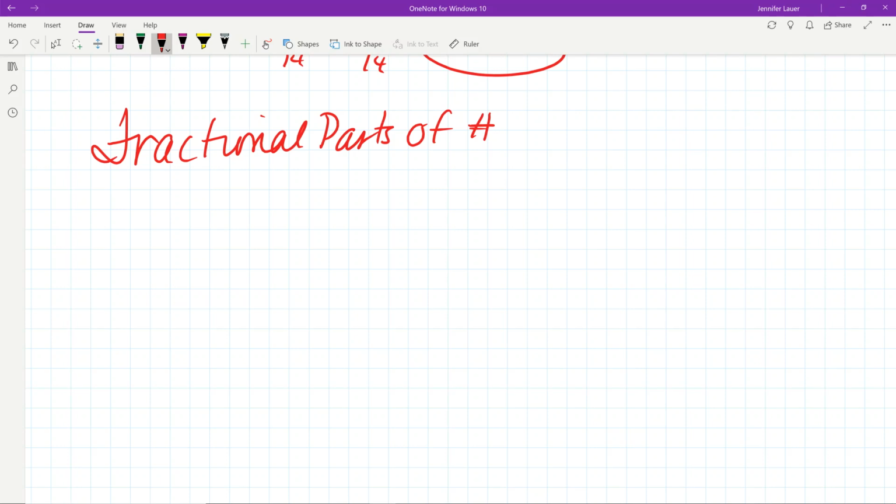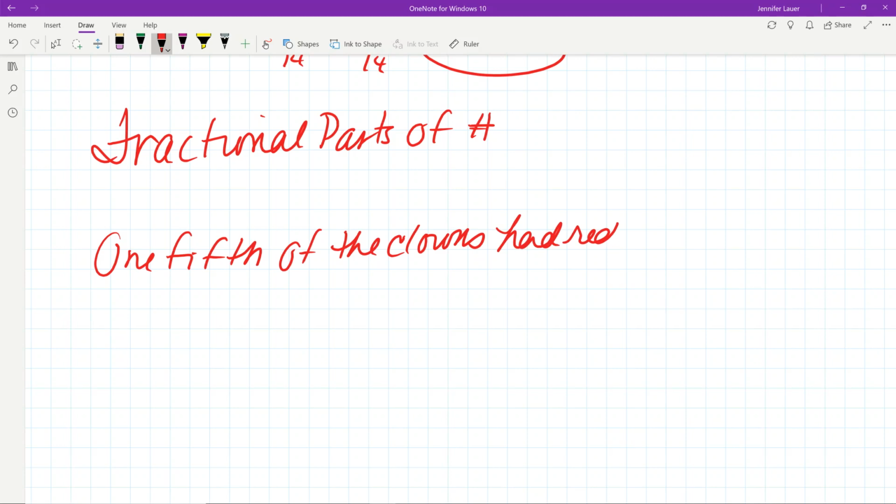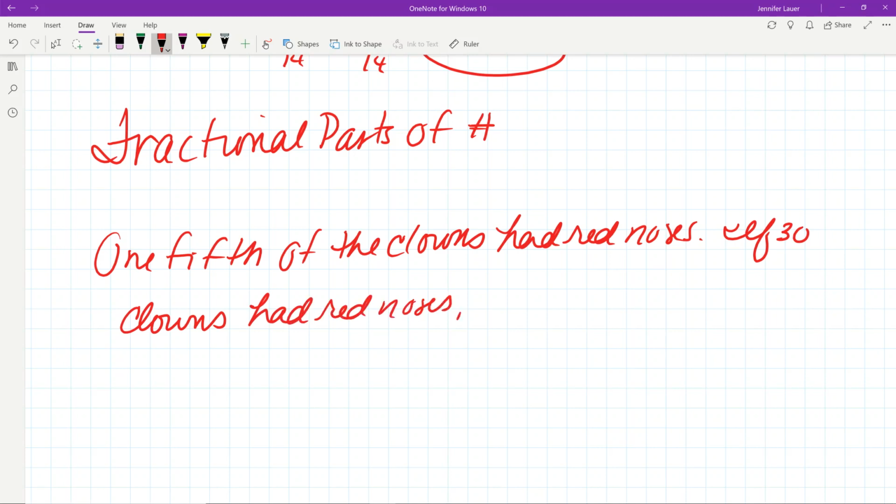So the first one says 1/5. This is page 40 in your book if you want to follow along. 1/5 of the clowns had red noses. Then it says if 30 clowns had red noses, how many clowns were there in all?